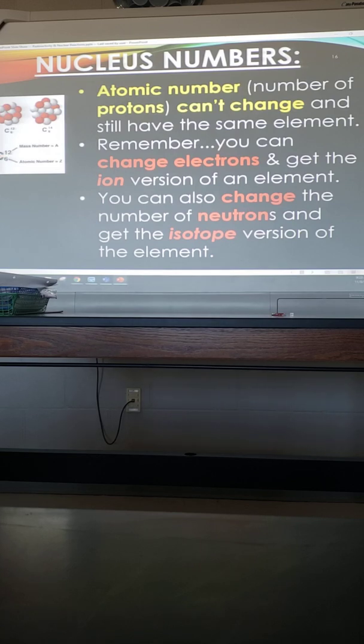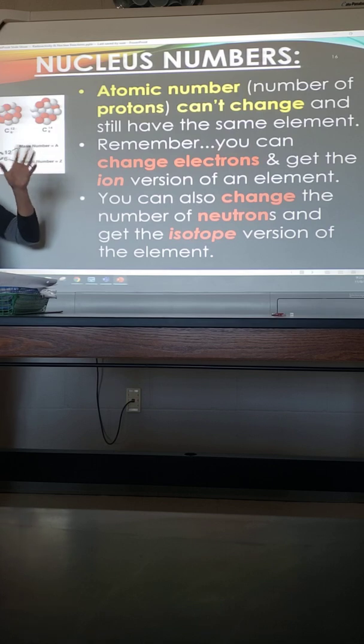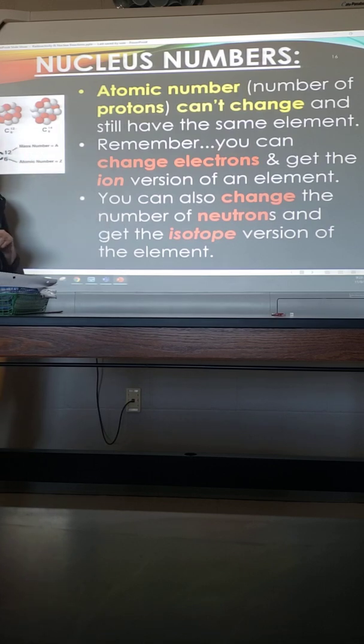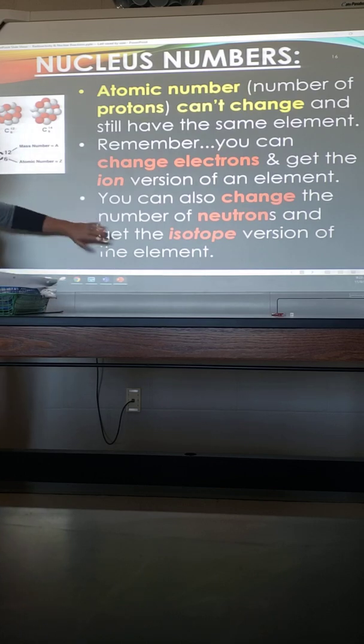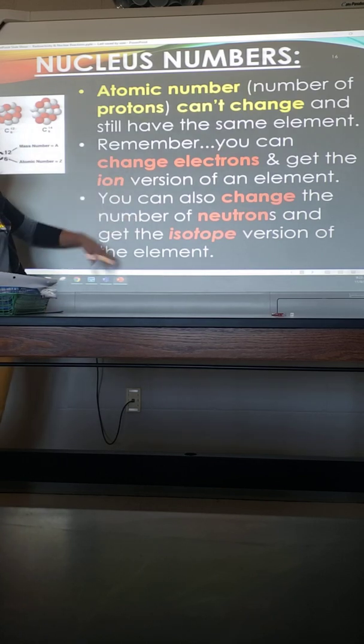I can change electrons to help get this stable and satisfied, and I can also change the number of neutrons. And those versions are the ion if you change electrons, or the isotope if you change neutrons. And again, you guys are getting much better at separating these two out.